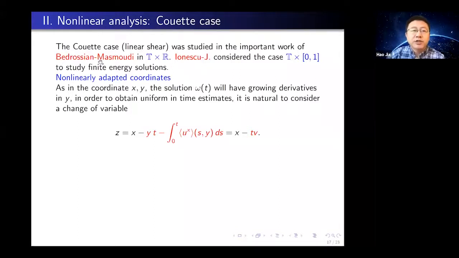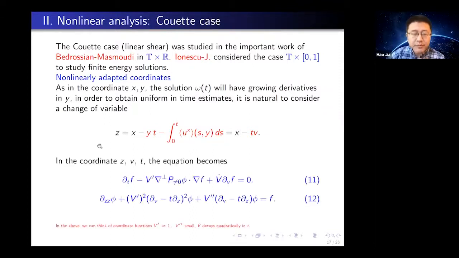Bedrossian and Masmoudi introduced two important ideas. The first one is the so-called nonlinearly adapted coordinates. As we have already seen, vorticity is transported around, so if you want to obtain uniform in time estimates, one has to cancel the transport. So they make this change of variable, and in the new coordinate, the Euler equation becomes this.